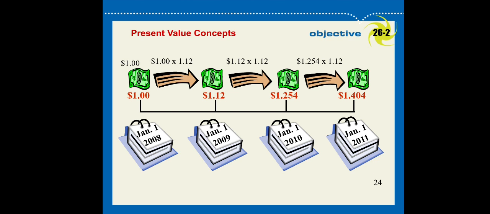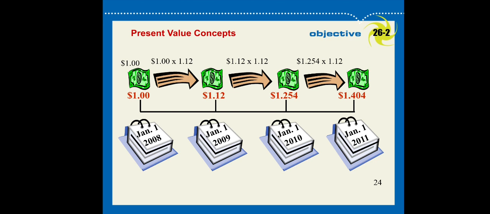The present value is like this. The present value of $1.40.4 at 12% interest in the next 4 years is $1. So I hope you can get the idea.